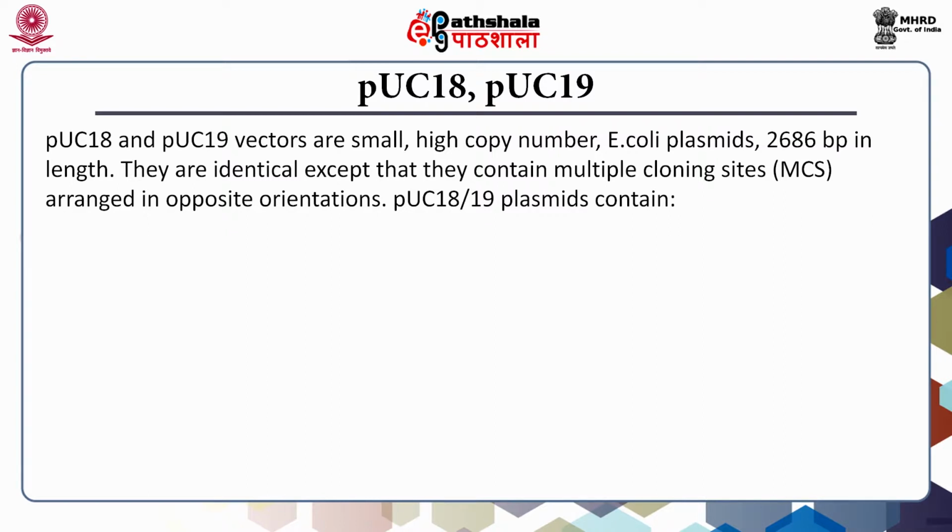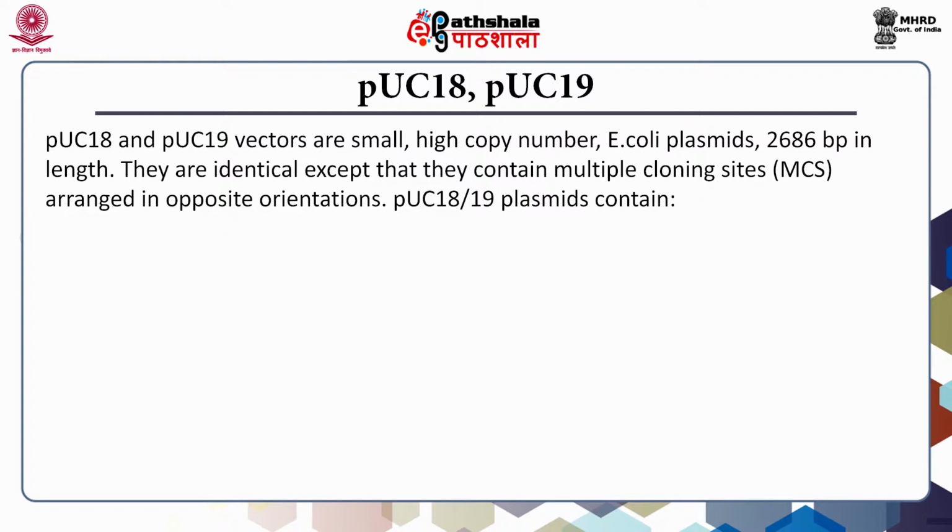pUC18, pUC19. These vectors are small, high copy number E. coli plasmids of 2686 base pairs in length. They are identical except that they contain multiple cloning sites, MCS, arranged in opposite orientations.